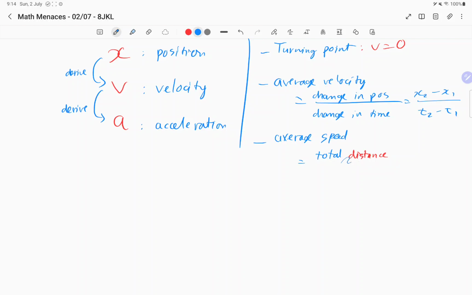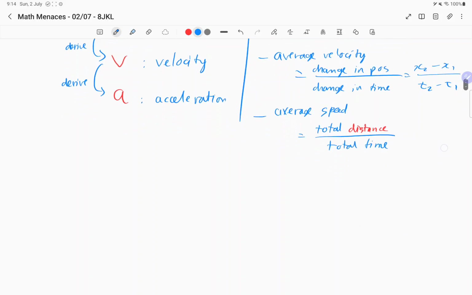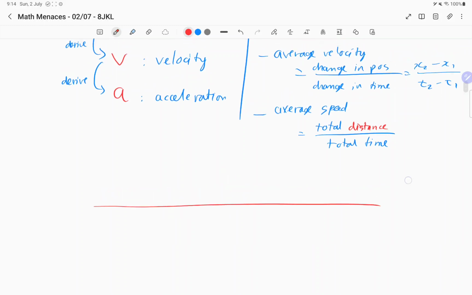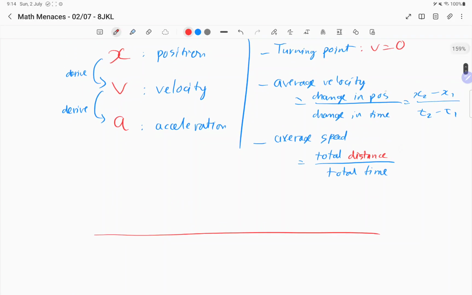Over total time. Now what's the difference between displacement, or change in position, versus total distance? Distance is how far it's moved without considering the origin. Displacement is how far you've moved away from the origin. Not from the origin, from the initial position. Yeah, that's what I mean. Doesn't velocity have direction? Yes. So change in position, another word for that is displacement.